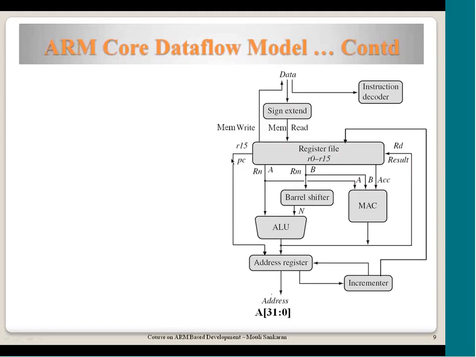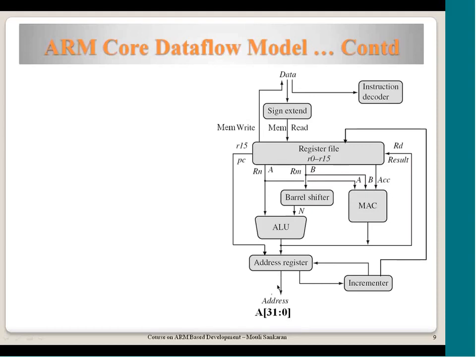Now our key register is PC here, the program counter, which is also part of this register file. Whenever the processor wants to access the next instruction, it has to send the content of R15, the PC, into an address register, which is interfaced to the address bus of the memory. So the address goes out.